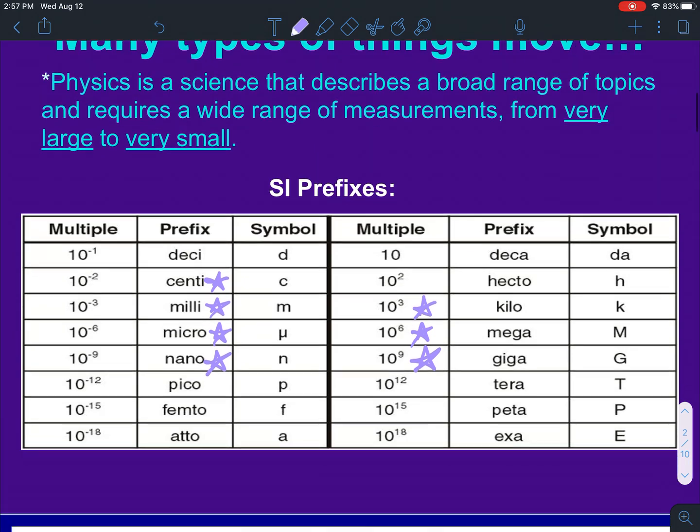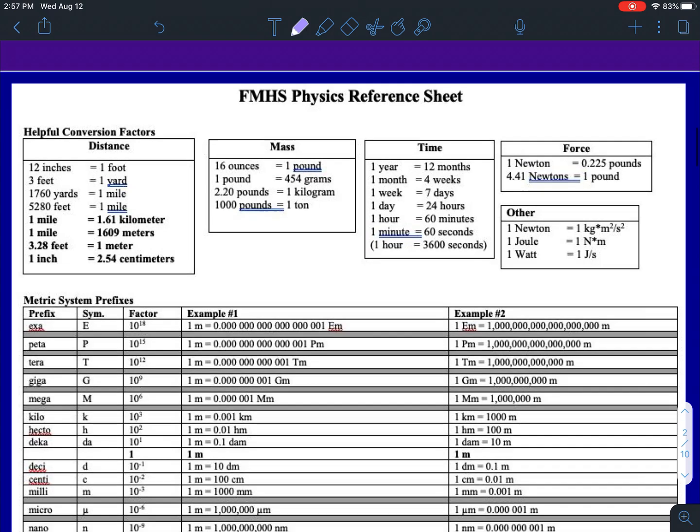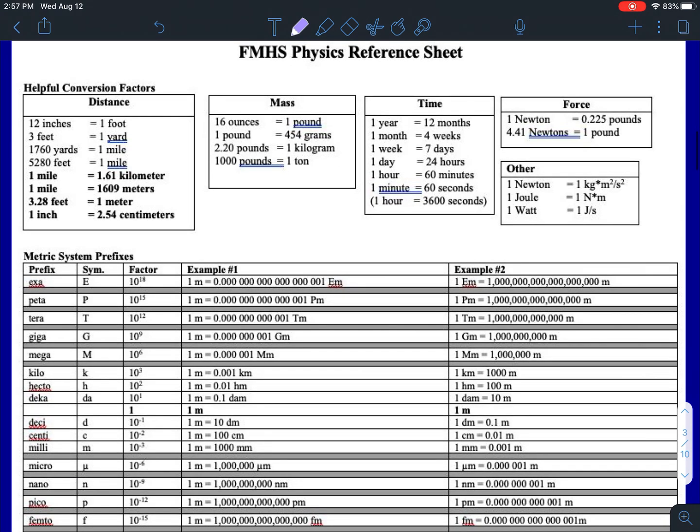I did want to show you what your conversion sheet looks like. You can access this on Canvas. You can print yourself a copy if you'd like. You'll have access to it on all quizzes, tests, homework checks where you would need to convert something. So let's take a look at it.